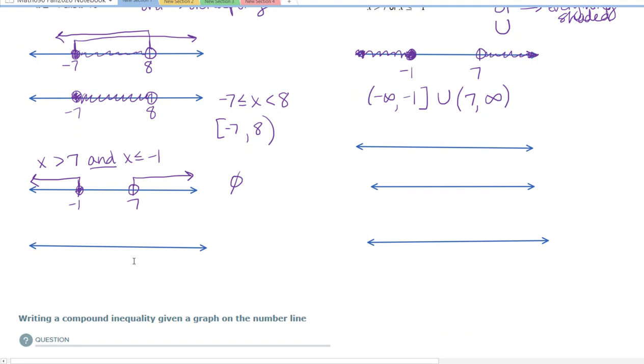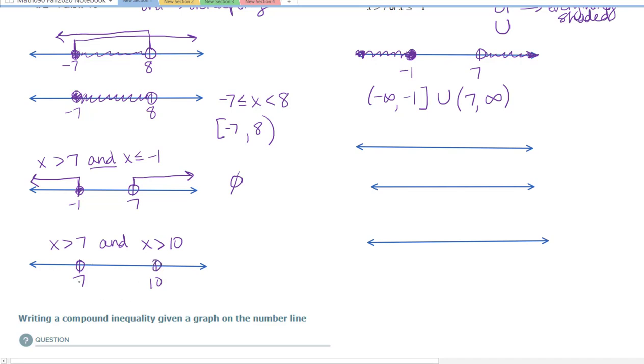One more thing that you might see is, what if you have your two inequalities going in the same direction? So let's say we had, I don't know, x greater than 7 and x greater than 10, something like that. So then we have 7, we have 10. Both of these are not included, so we use open circles.